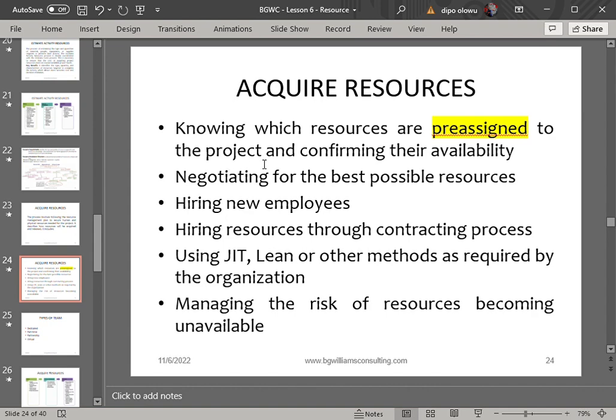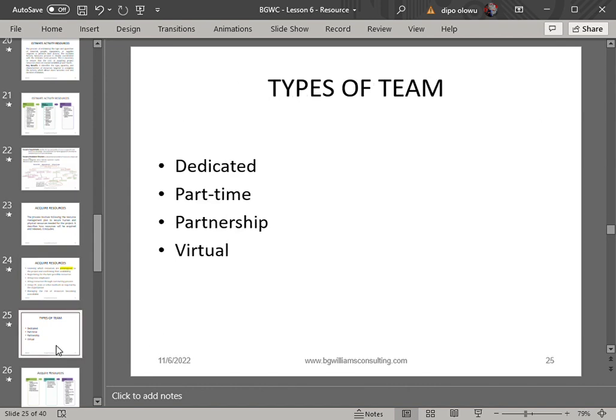So with pre-assigned resources, we must always confirm the availability of all of them. Which means as a project manager, for any form of pre-assigned resources assigned to the project from the beginning by the sponsor, the customer, or the owner of the project, take note, you must confirm the availability before the project starts. Not after the project has started that you now want to go and confirm. Hey, excuse me, sir, you said this person is a good structural engineer. Can I have the number? Before you even start the project, you must confirm the availability of all pre-assigned resources.